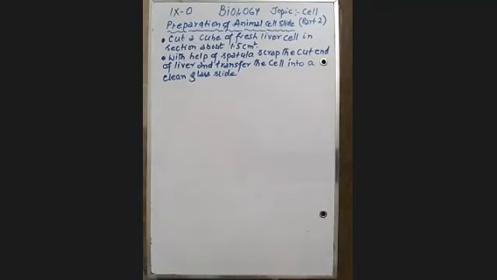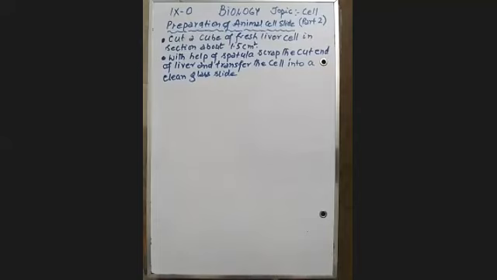Now, first of all, we cut a cube of fresh liver cell. Fresh liver cell is available in the market. You get the liver of goat, and from there cut a piece, a section of about 1.5 centimeter square. Then take that piece and, with the help of a spatula, scrape the cut end of the liver.